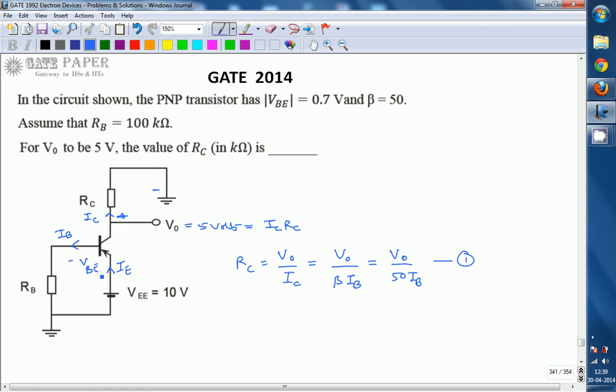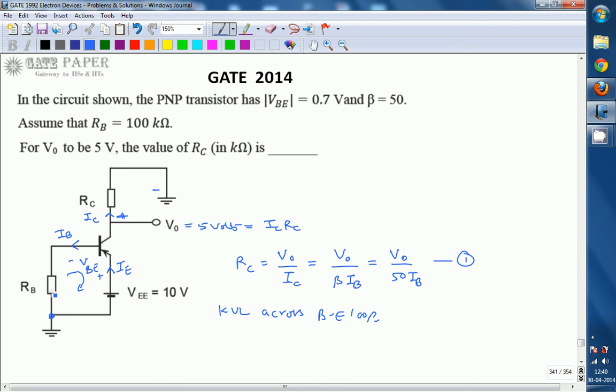VBE is minus plus for the PNP transistor, so VBE is negative, and that is indicated in this way. Assume that the base current is flowing in this direction. Now apply KVL across this loop, the base emitter loop. You can start from this node and go through in this direction.